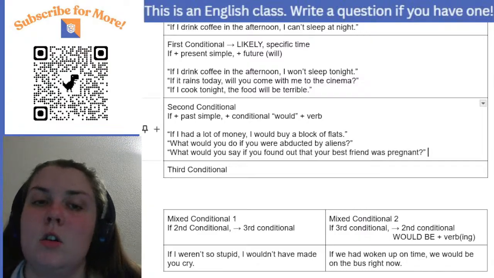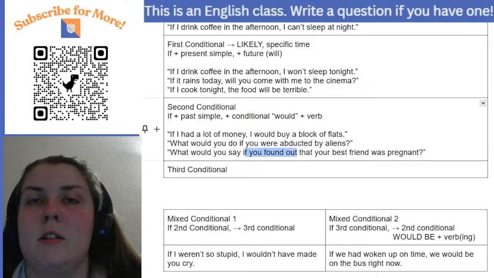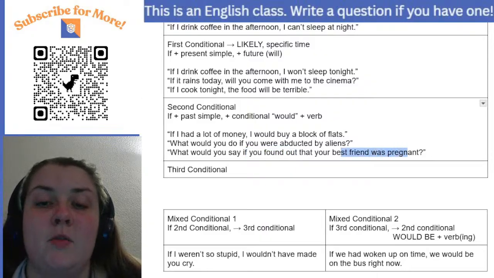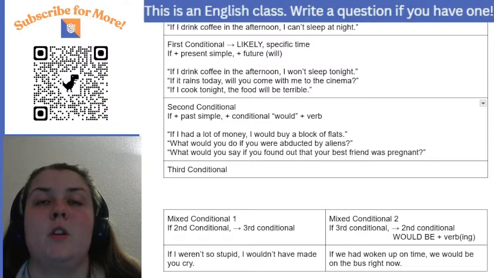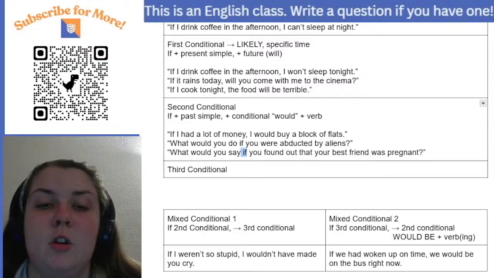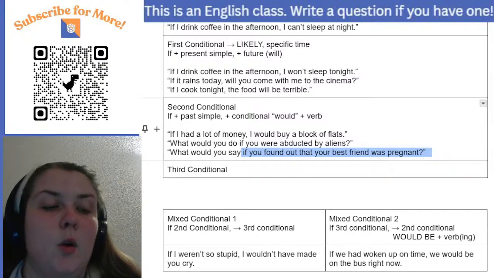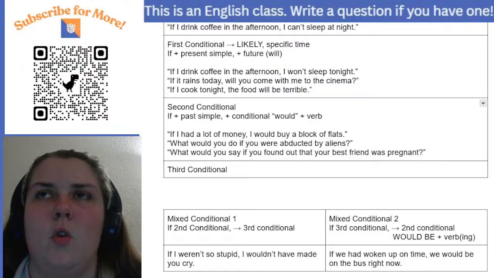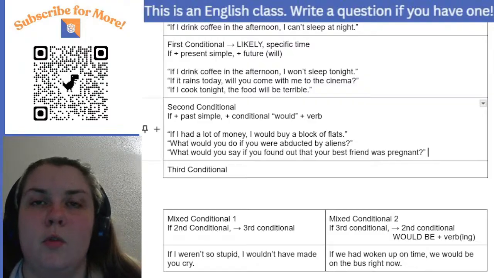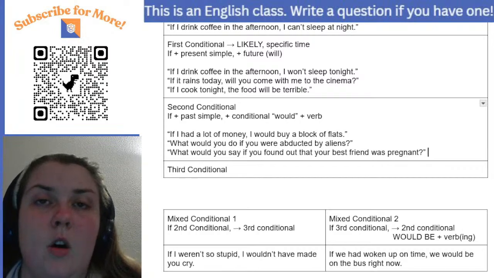This is a longer one where we have the result, what would you say in the conditional, but then we have if you found out in the past simple. And we have best friend was pregnant, which is also in the past simple. This is because when you use a conditional, even if you have two past simple verbs with the if condition, that's absolutely fine. It wouldn't suddenly become the present simple tense just because you have already used the past simple tense once before. Okay? So these are all great examples of the second conditional.